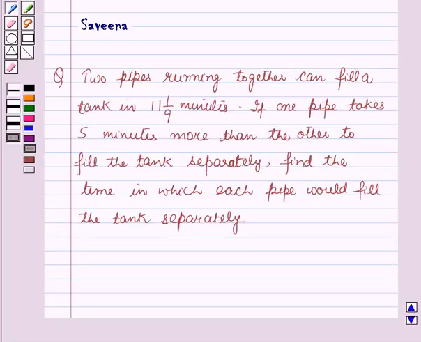Welcome to the session. In this session, we will discuss a question which says that two pipes running together can fill a tank in 11 and 1 by 9 minutes. If one pipe takes 5 minutes more than the other to fill the tank separately, find the time in which each pipe would fill the tank separately. And now, we will start with the solution.